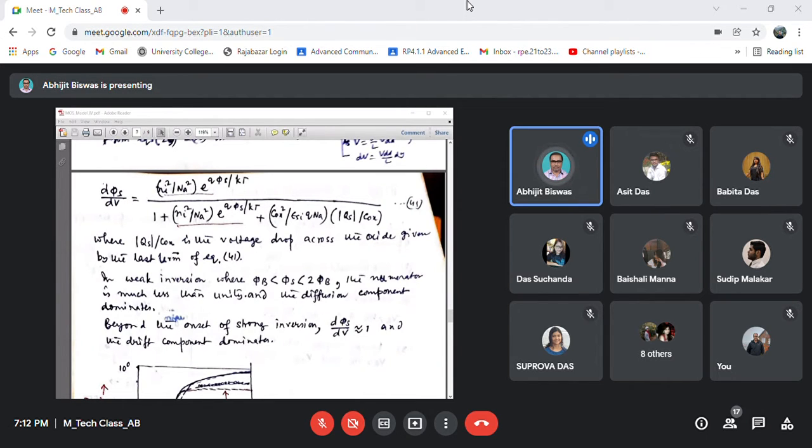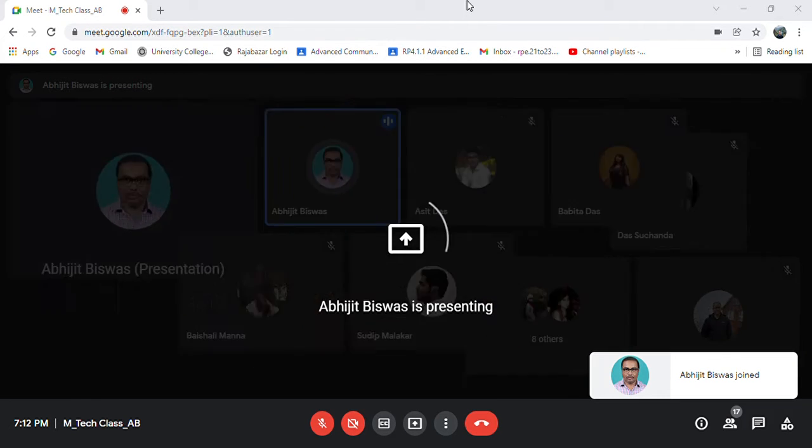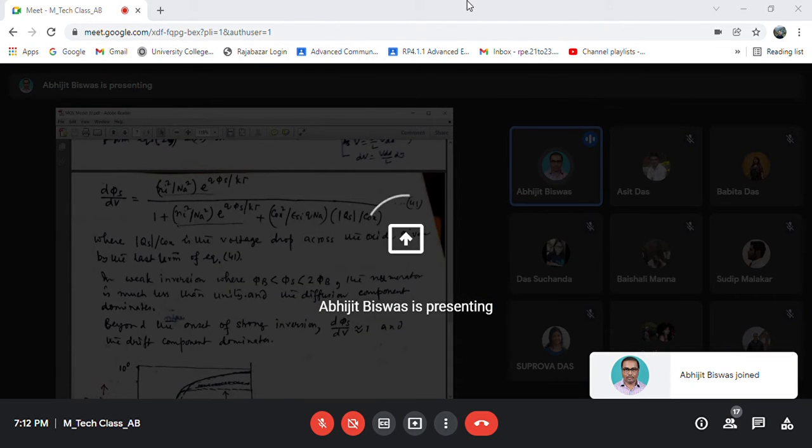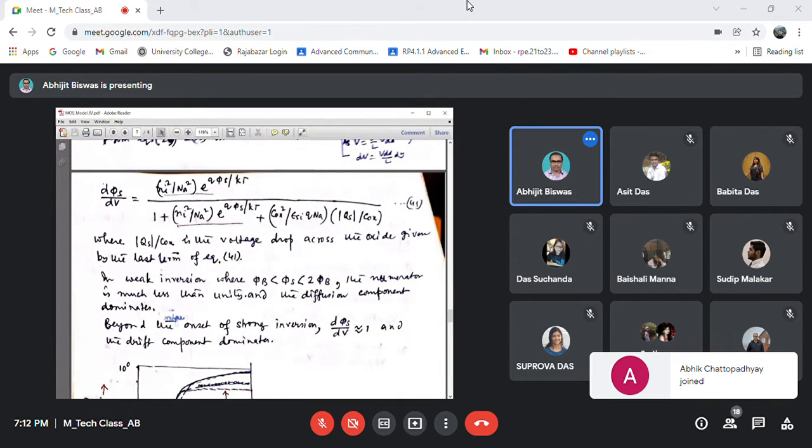So can anybody explain why the diffusion component of current dominates in the subthreshold region of operation? I am opening this slide. From this slide, you can explain from this equation number 41.